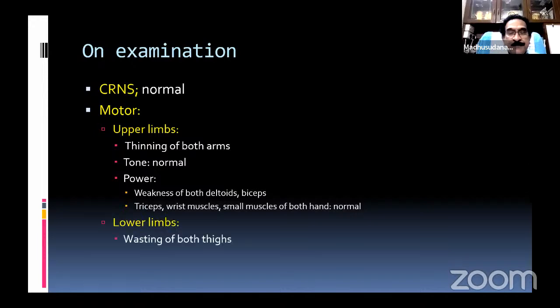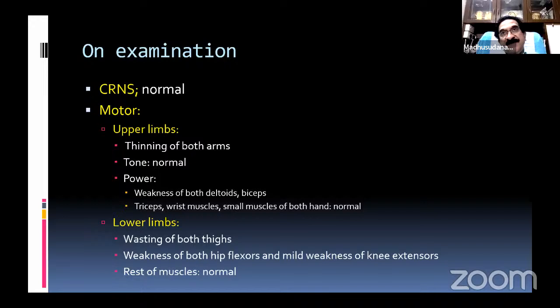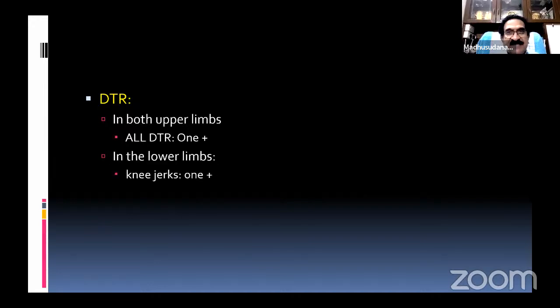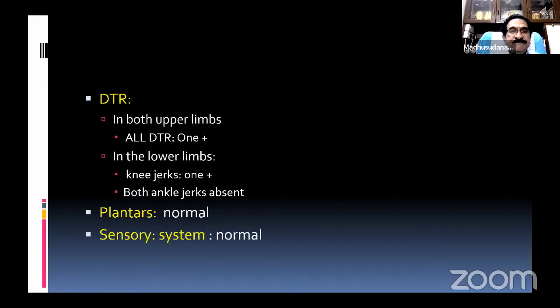Lower limb: wasting of both thighs, weakness of both hip flexors and mild weakness of knee extensors. Rest of the muscles were normal in the lower limb. Reflexes: upper limbs 1+. Lower limb knee jerk just elicitable, a flicker, and both ankle jerks were absent. Plantar normal, sensory system normal.